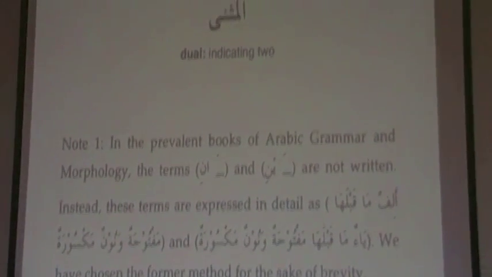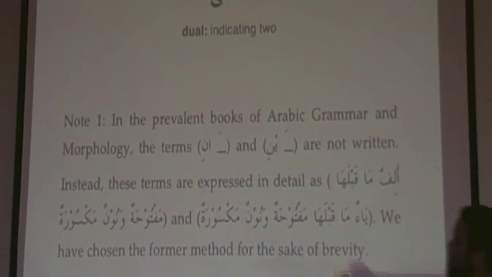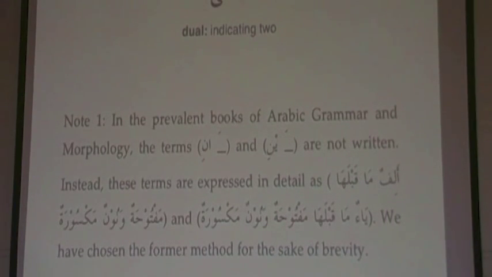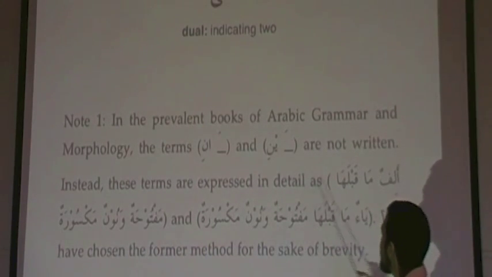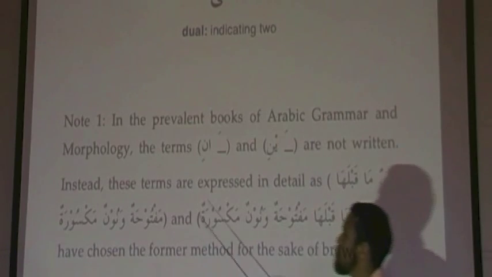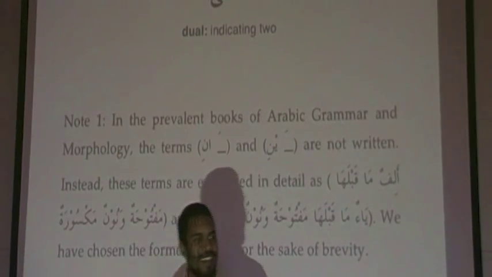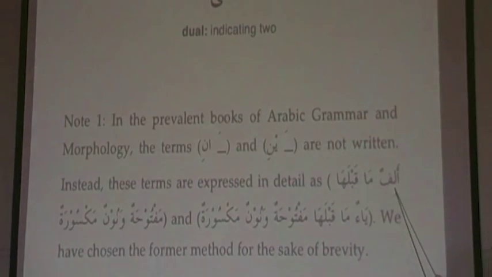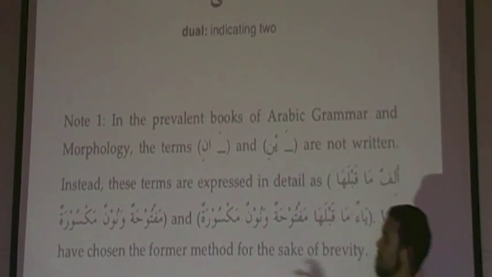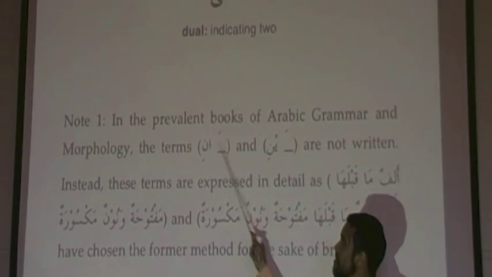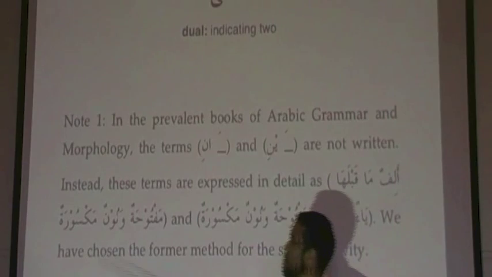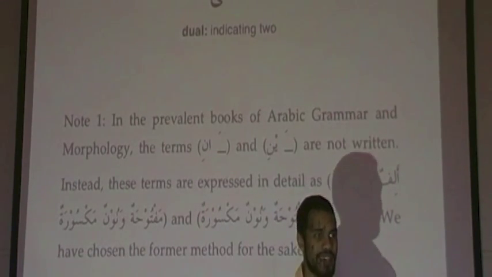Now, in the prevalent books of Arabic grammar, here's a nice note. I'm telling you, say aini and say ani. In the books of Arabic grammar and morphology, the terms ani and aini are not written. They don't write, you add aini or you add ani. They spell it out. They say, instead these terms are expressed in detail as alifun ma qablaha maftuhatun wa noonun maksura. Do we know what that means? They spelled it out fast. They said there's an alif, which before the alif has maftuha, a letter with fatha, wa noonun, and the noon maksura, noon with kasra. Make sense?